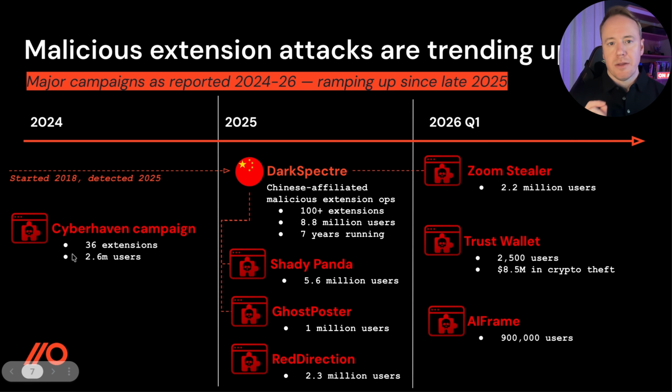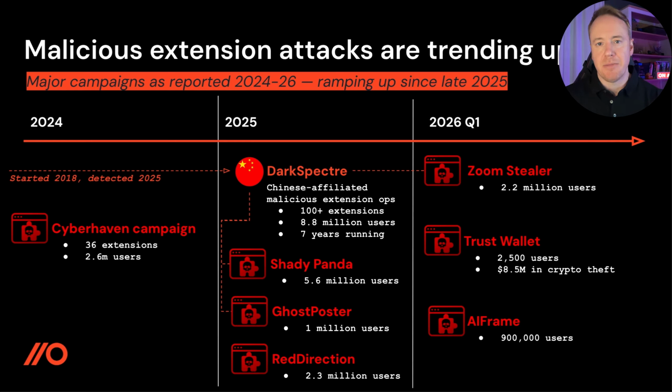Now, let's talk about the landscape more broadly where extensions are concerned. If we look at some of the most significant campaigns over the last few years, reported from 2024 through to the present, we would be remiss not to mention Dark Spectre. This is actually a set of campaigns of Chinese state-sponsored activity of malicious extensions that compromised almost 9 million users and involved 100 plus different extensions.